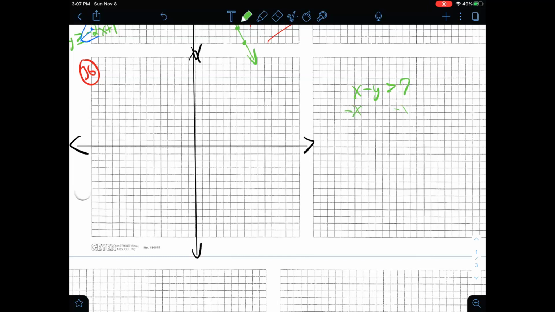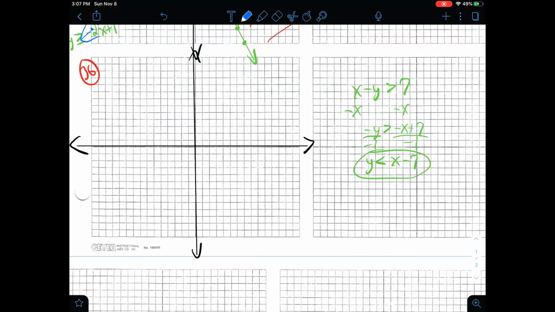So we need to get y by itself, so how do we do that? I would subtract x first, and we get negative y is greater than negative x plus 7. Divide by negative 1, and when we divide by a negative, we need to flip the inequality to less than, so y is less than x minus 7. That's going to be one of our equations.